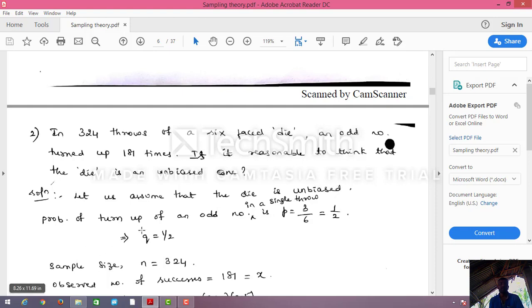Next, probability of an odd number turning up in a single throw. How many odd numbers are there? 1, 3, 5 are the odd numbers. Total sample space is 6. That's why I write p equal to 3 by 6.